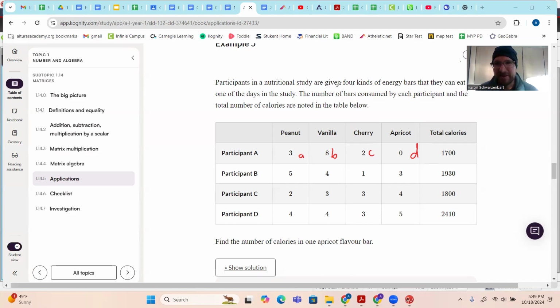The participant did 4 kinds of energy bars they can eat. Number of bars consumed by each participant and the total number of calories are noted. And again, I can do as many variables as I want as long as I have that many equations. Or in this case, I can do as many bars as I want and total calories as long as I have that many participants.